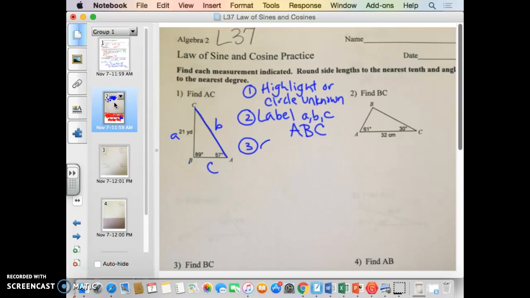Step 3. I guess you could cross off what you don't need. So in this case, I'm not going to use C, and I'm not going to use big C. And then 4, set up your ratio and solve. So I'll call it proportion.